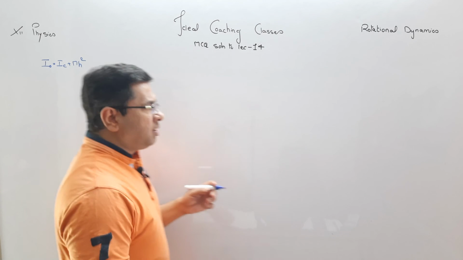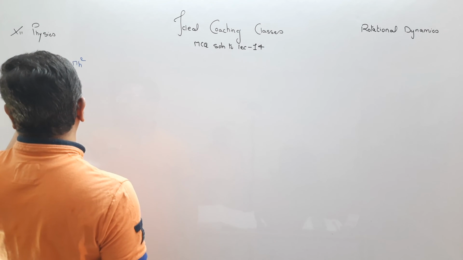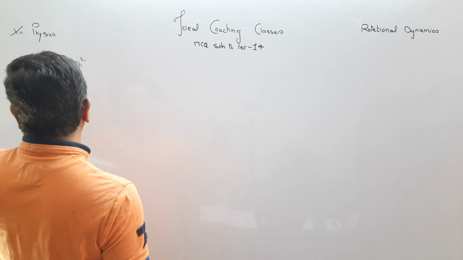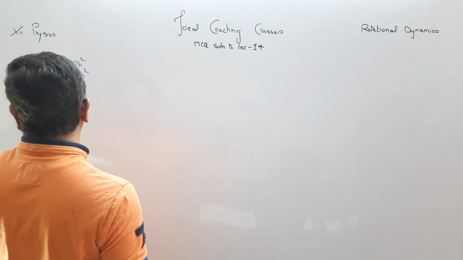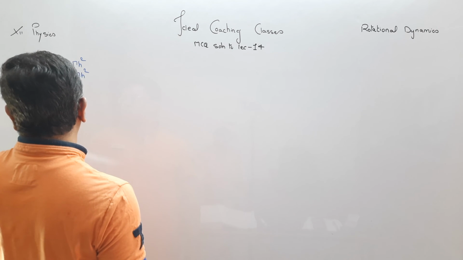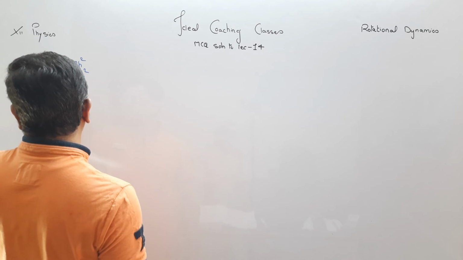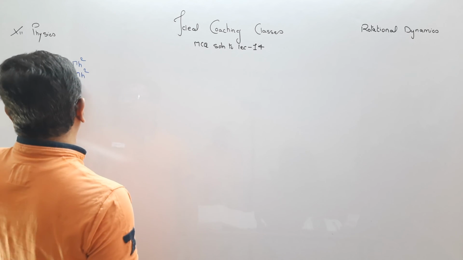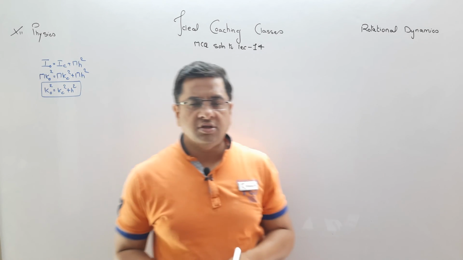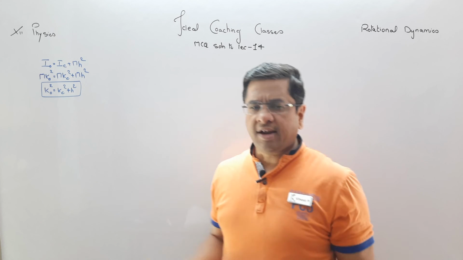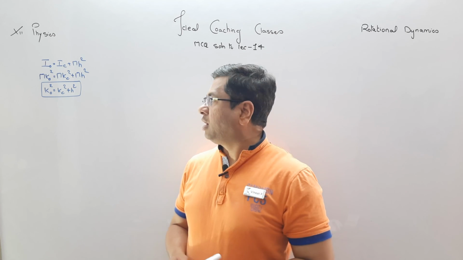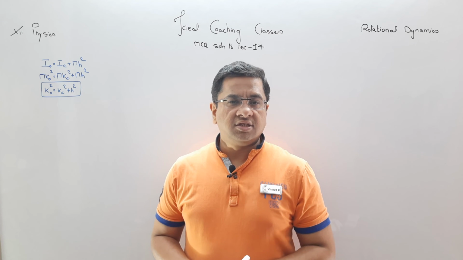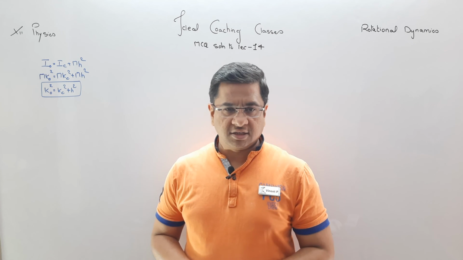इसी को आगे बढ़ा रहा हूं मैं अभी। This can be written as m into k0 square is equal to m into kc square plus m into h square. m gets cancelled. K0 square is equal to kc square plus h square. K0 is the radius of gyration about any axis. Kc is the radius of gyration about the COM, and h is the distance between the two parallel axes.